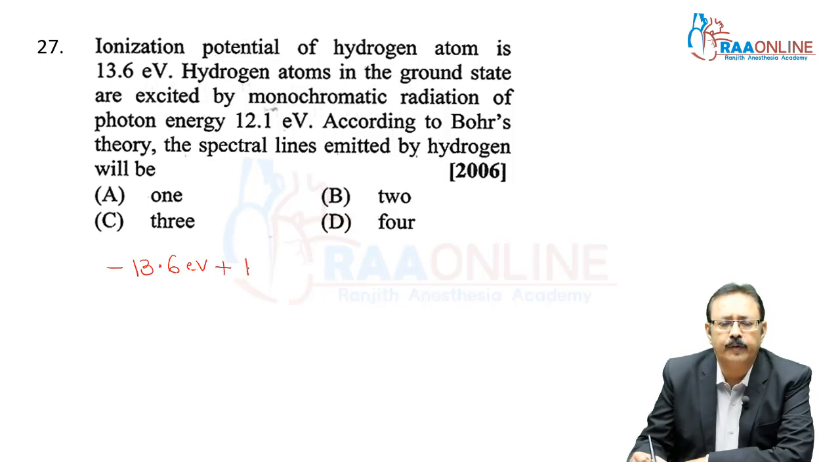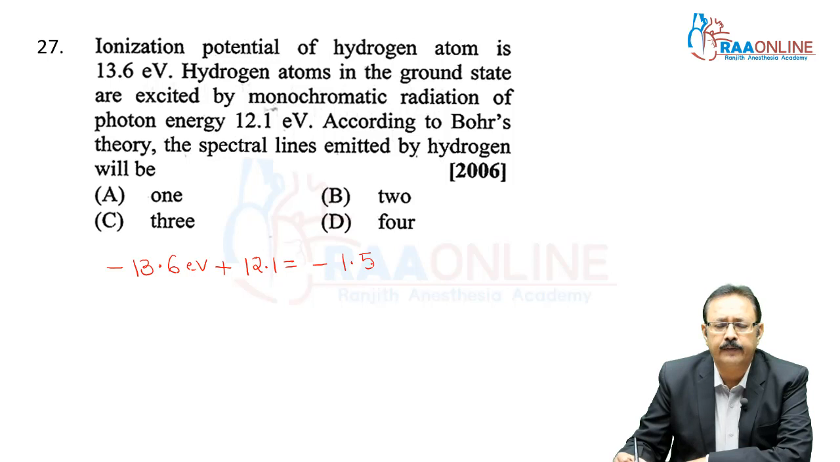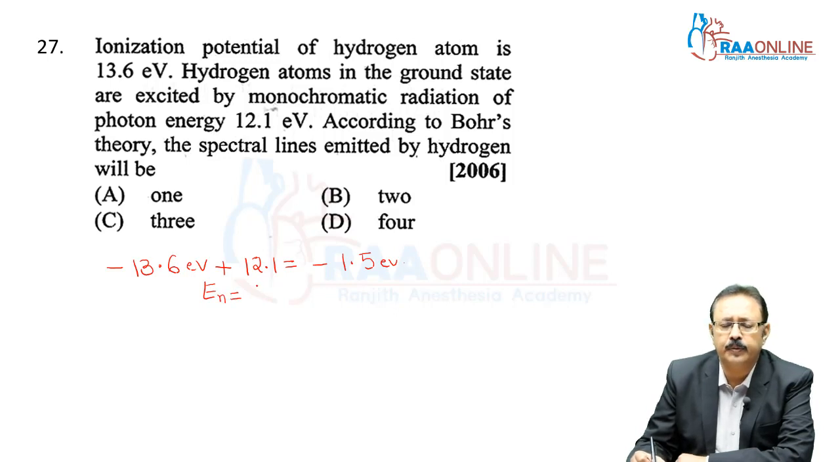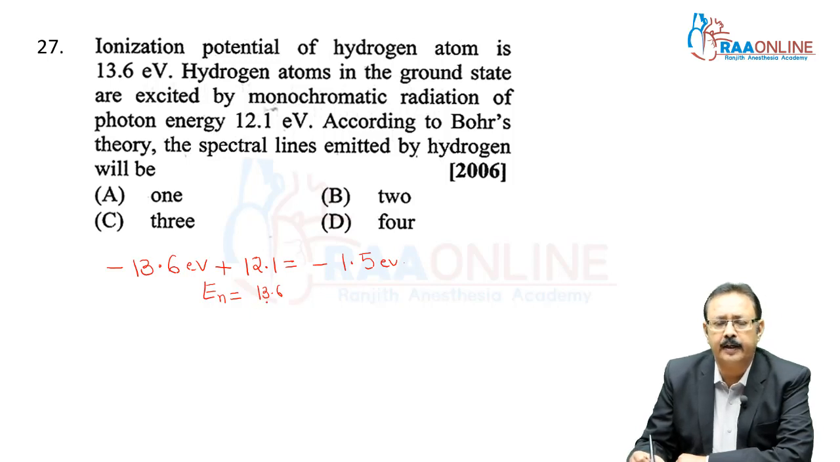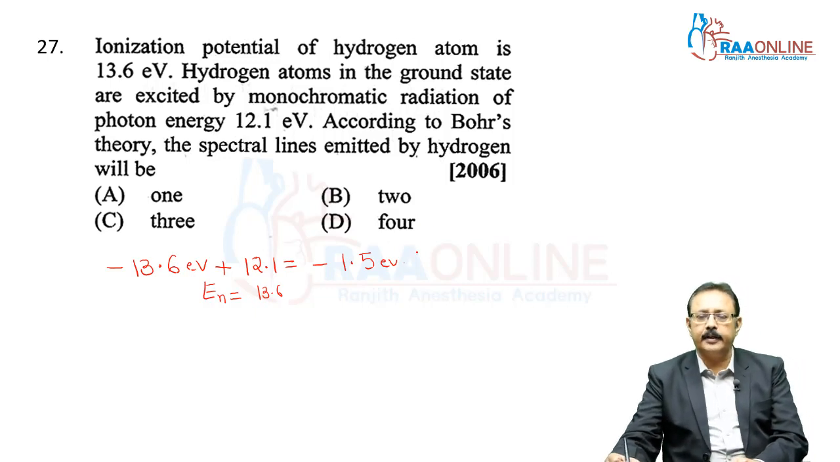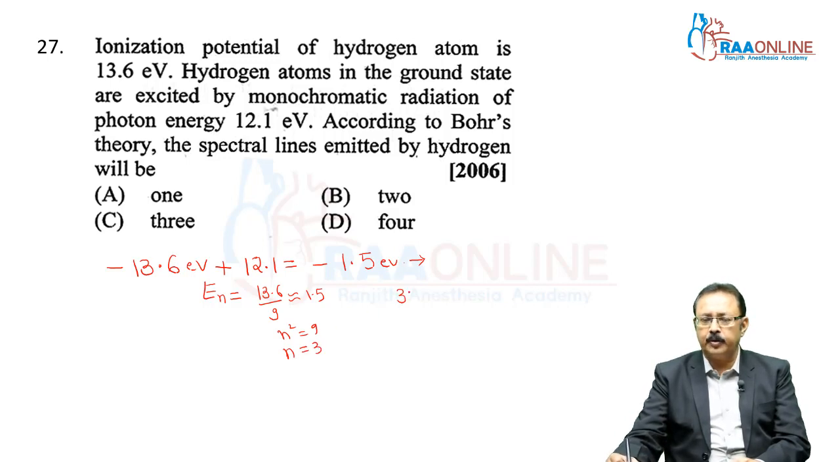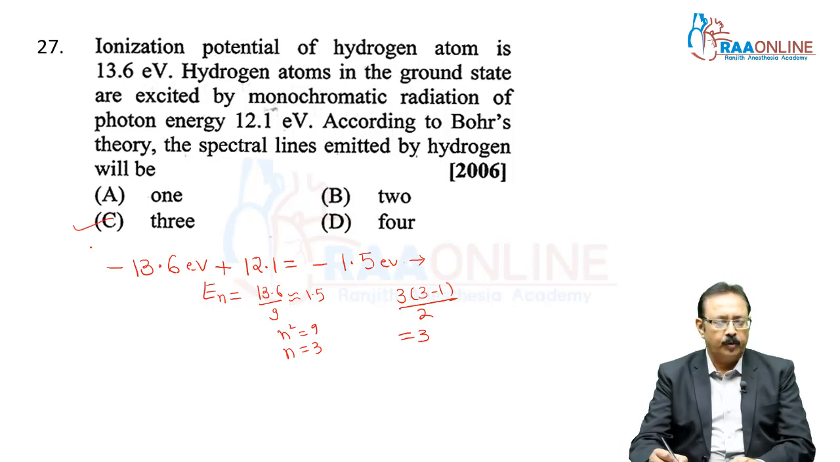It got a radiation of 12.1. So where will it go? It will go to minus 1.5 electron volt. And we know, it is the energy of the electron in which orbit? En is equal to 13.6 for the first orbit, second divided by 4, third divided by 9. It is the energy in the third orbit. Divided by 9, you will get 1.5. So n square is 9, so the electrons are in the third orbit. So the number of spectrum lines is 3 into 3 minus 1 by 2, which means 3. So we will go with option C, 27th C.